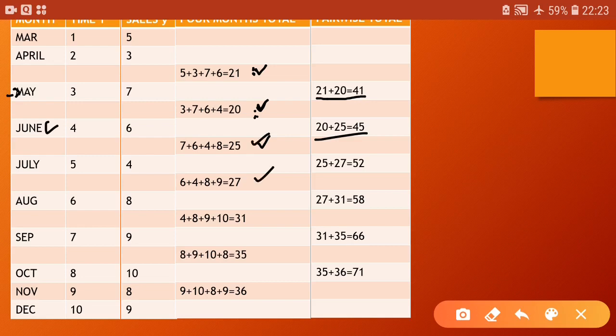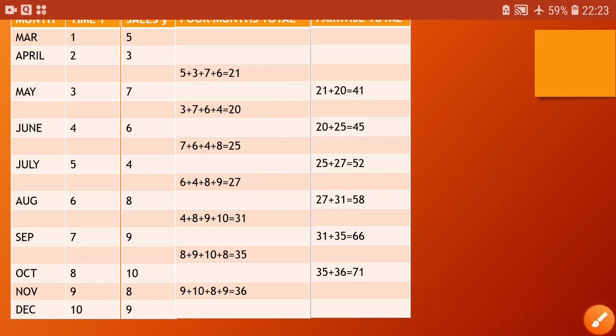25 plus 27, so it's 52, and you can see 52 is opposite to the July. Then 27 plus 31, 58, and you can see 58 is opposite to August. 31 plus 35, 66, opposite to September. 35 plus 36, 71, opposite to October. In this also, first two blank, March, April, second two blank, November, December. Okay, now the last step.